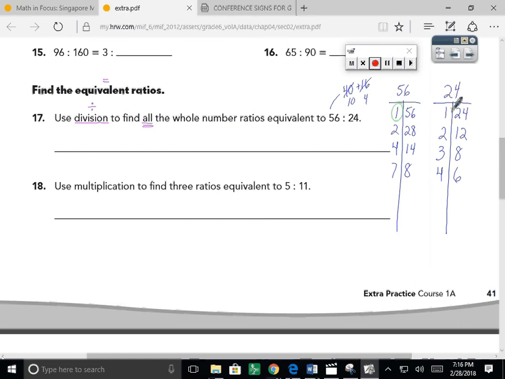Well, they both share a 1. Although, keep in mind, if I divide this ratio by the factor of 1, it won't change the numbers much at all. So we're going to kind of skip that 1 for today.